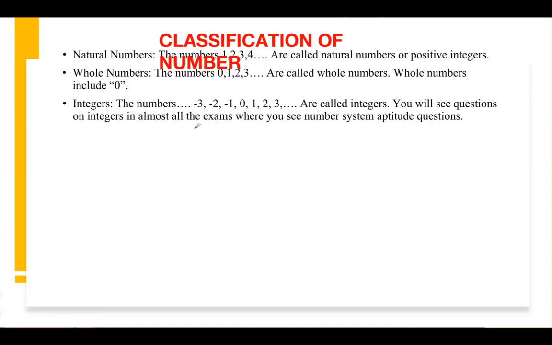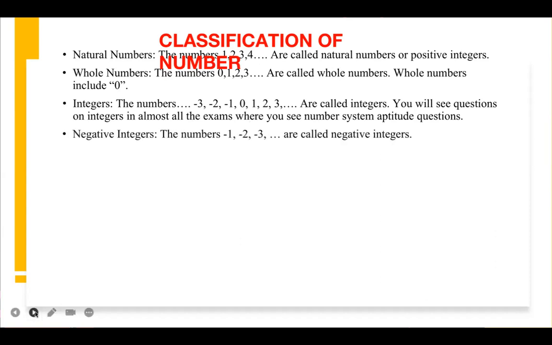Okay, the negative integers will come from minus infinity to minus 1, whereas the positive integers will start from 1 to infinity. So you will be seeing more questions on integers in all the exams. As I told you, negative integers are nothing but from minus 1 to minus infinity.